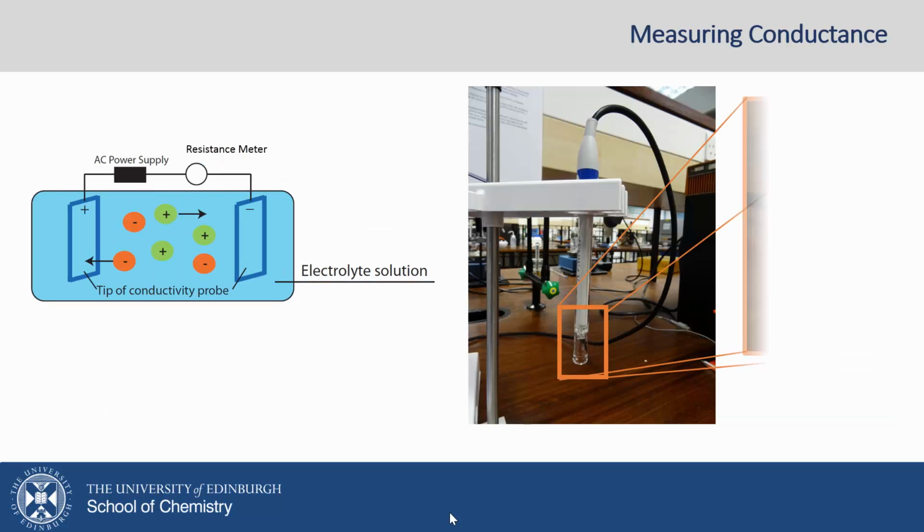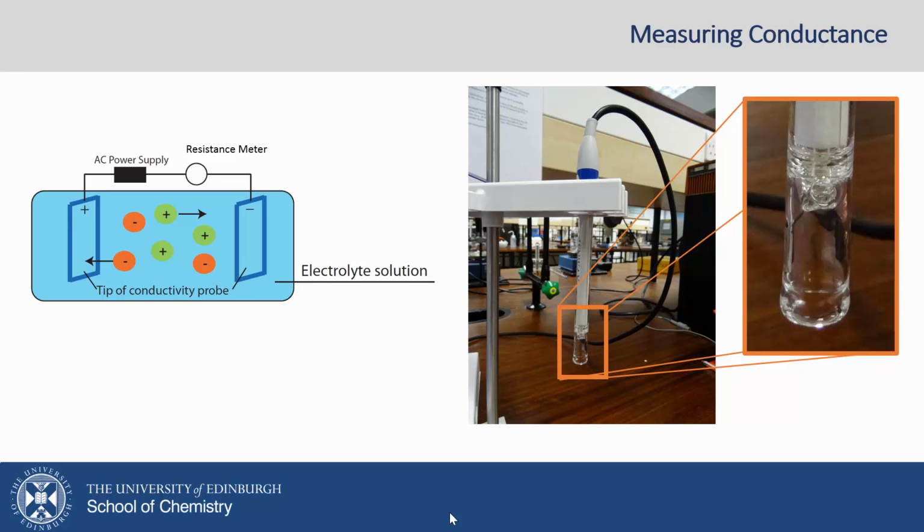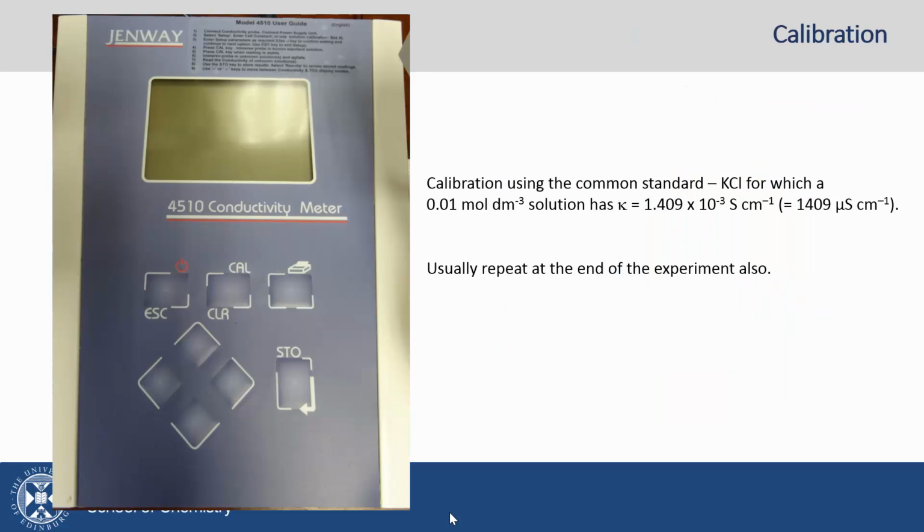Examining the probe carefully, we can see the two electrode plates. It is important that these are fully immersed in the solution being measured, and that the measurements are conducted at a uniform temperature. You'll note here that we're using an AC power supply. This is used to prevent any reaction due to electrolysis.